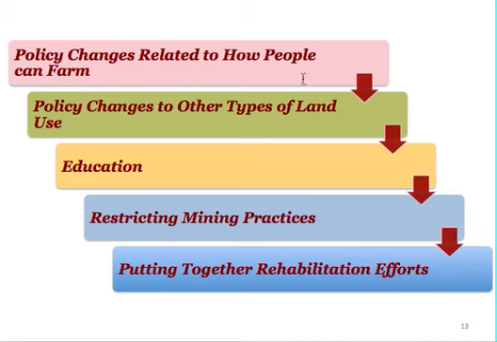So, policy changes related to how people can farm. In countries where the policy change will actually be enforced on those in the country, the policy changes related to how often people can farm and how much they can farm on certain areas could be put into place to help to reduce the problems that are often associated with farming and desertification.